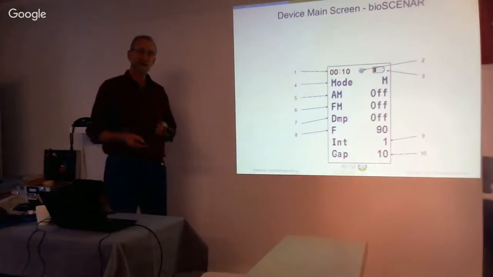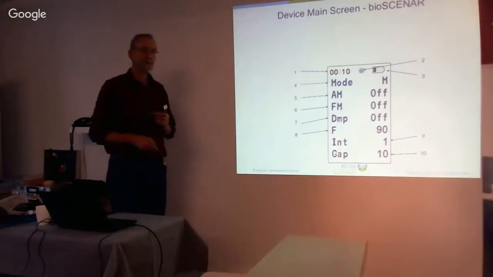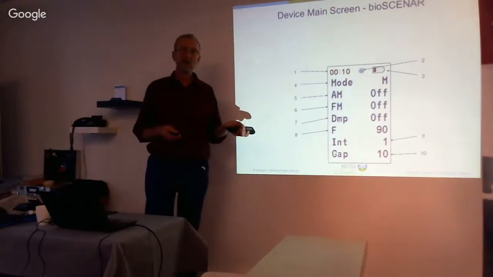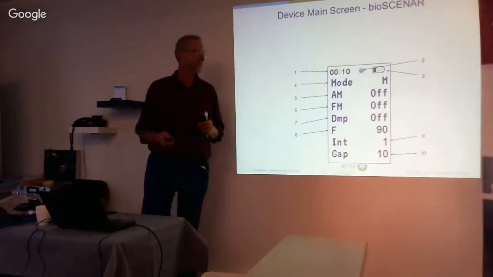DMP stands for damping, it's off. The frequency is on 90 when you turn your machine on. You can change the frequency between 1 Hertz and 350 Hertz.